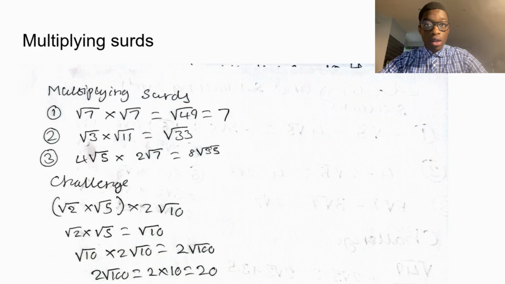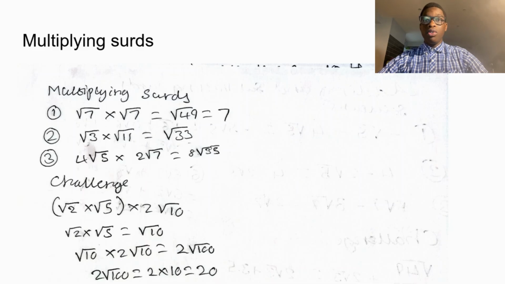Now the challenge. We have root 2 times root 5 in brackets multiplied by 2 root 10. So we should know through BODMAS that we first tackle the operation that's inside of the bracket. So that'll be root 2 times root 5. We end up getting root 10.